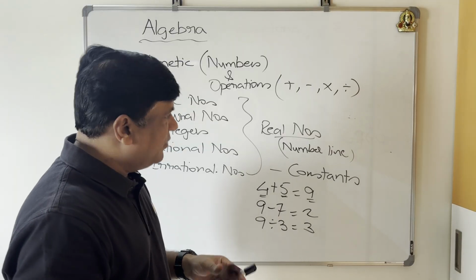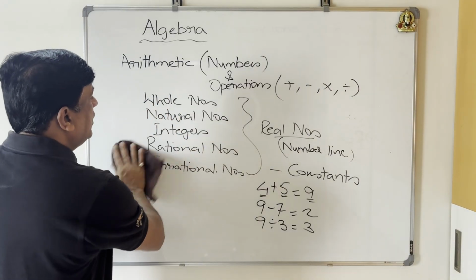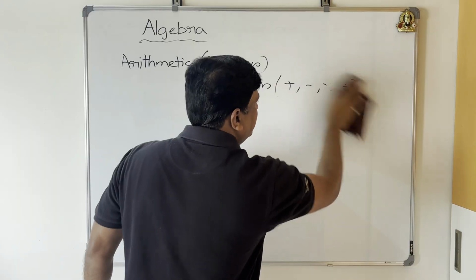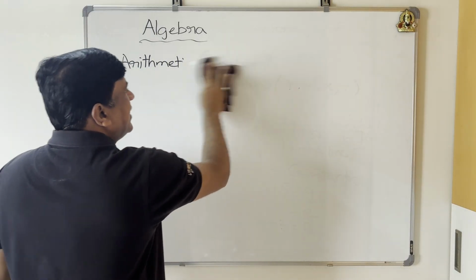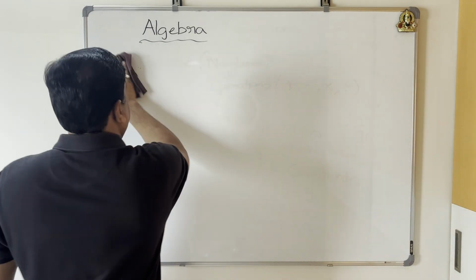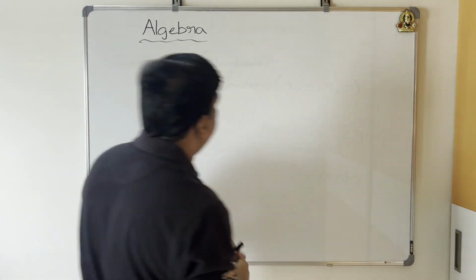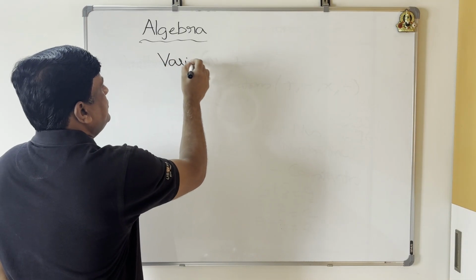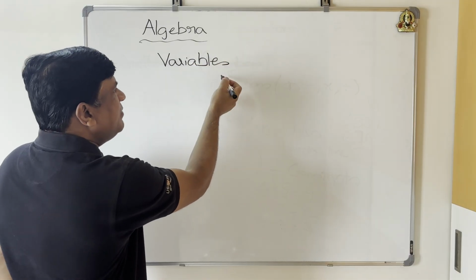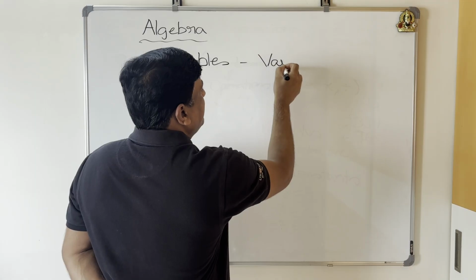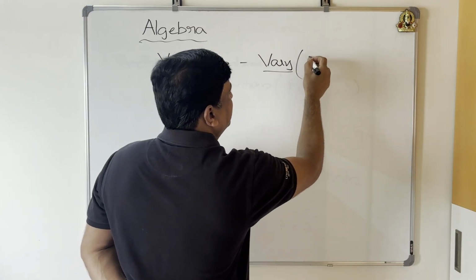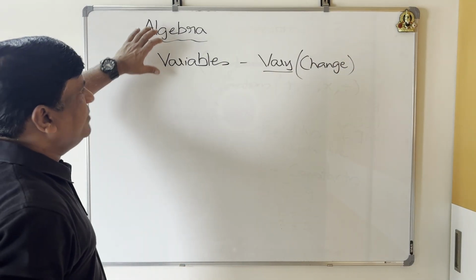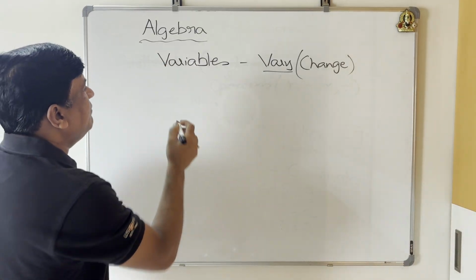So what happens in the real world is that we will use numbers in real life applications, but at the same time I cannot assign any one fixed value to them, right? That is where algebra comes into the picture. Algebra deals with something called variables. What are these variables? Variables means they vary. Vary means the number changes. You can change the number. In algebra, we deal with alphabets.